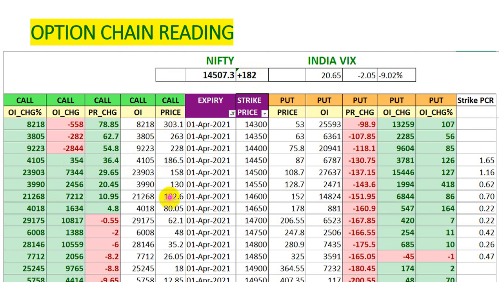What happened to the call price? 102 rupees, increased by 10 rupees. 130 rupees, increased by 20 rupees. Market increased by 180 points and 14,700 got only 50 paise, that too a loss. So there is something here, no? If the call option gives profit, it should give profit. And the market did not cross 14,900 at all. See, 14,500 is where it is staying, but 14,650 also got profit.